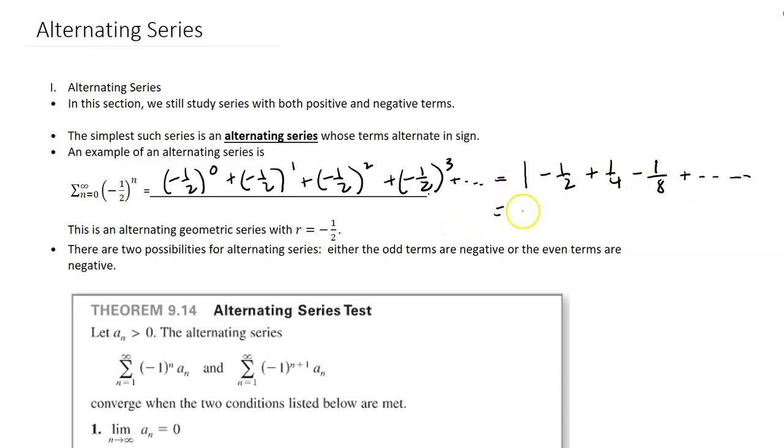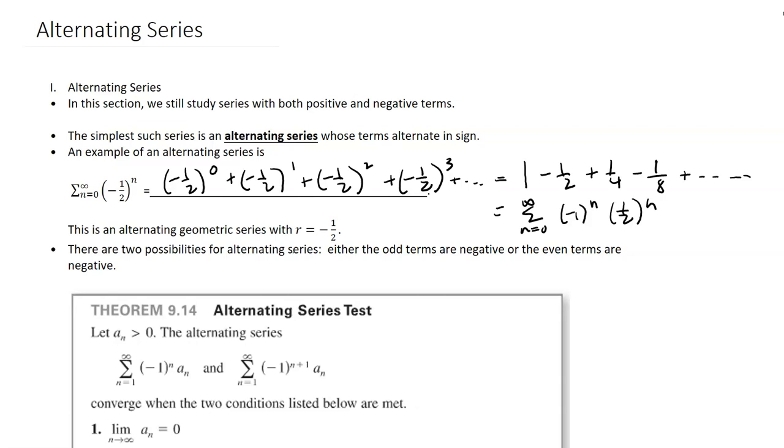Another way that it could be written is the sum from 0 to infinity of, splitting out the negative and the 1/2, negative 1 to the nth power times 1/2 to the nth power. But this is an alternating geometric series where r is equal to negative 1/2. Because of the way geometric series work, you could look at the absolute value of r and see that this is less than 1, and that means that this series is going to converge.